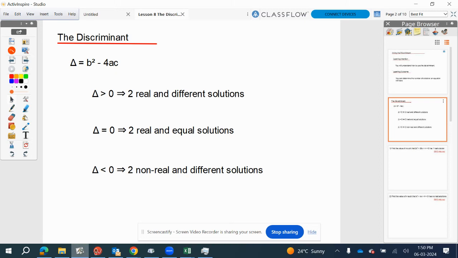Okay, so to solve the problems today, you're going to be using this knowledge here about the discriminant. The discriminant is b squared minus 4ac. And remember these bits. The discriminant is positive, you get two solutions. The discriminant is 0, you get one unique solution. The discriminant is negative, you get no solutions. So positive, two unique solutions. 0, one unique solution. Negative, no real solutions.